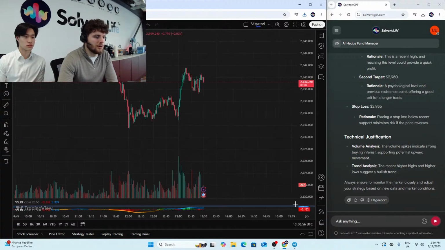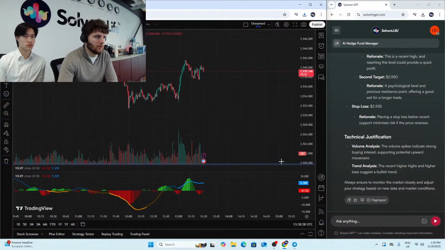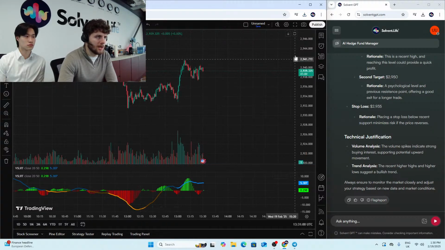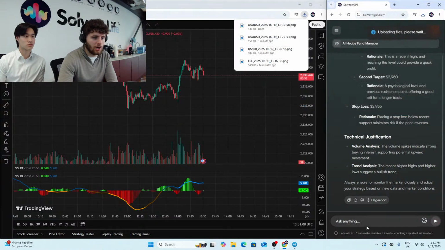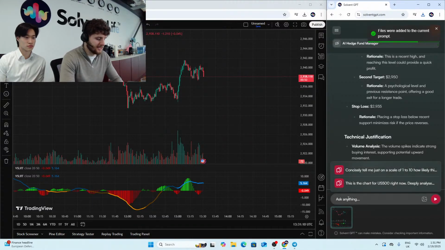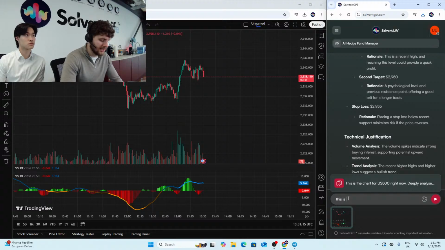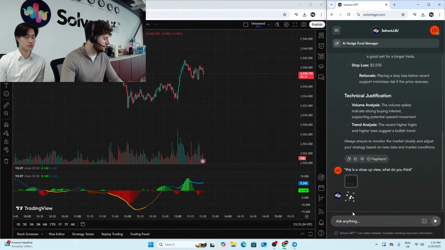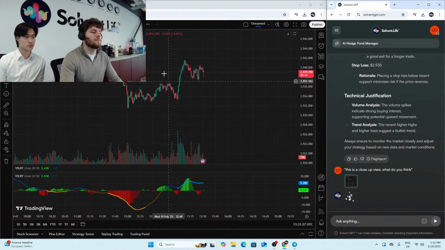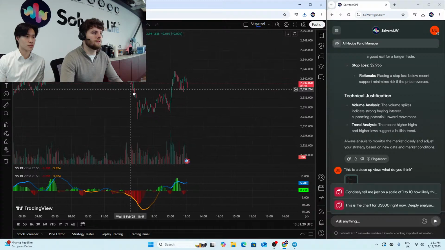What I'm going to do, I'm also going to, on a zoomed in view, take another screenshot. We'll attach this, and with this close up, we'll ask it to analyze the close up view. So this is a close up view. What do you think? Fantastic.